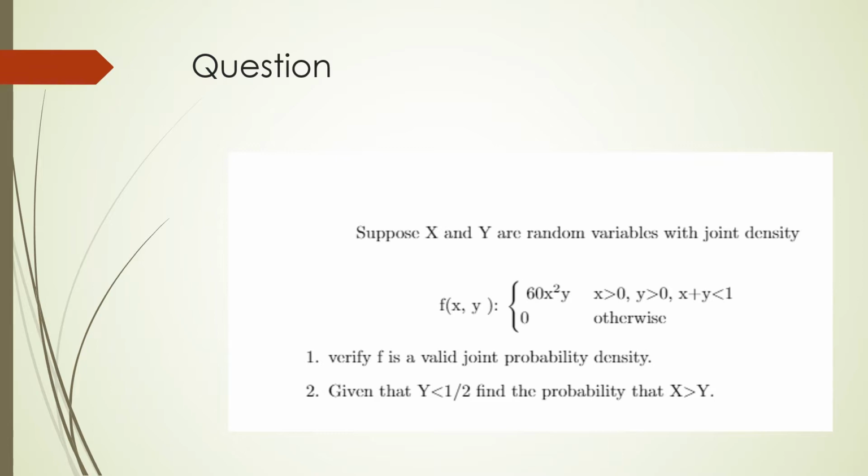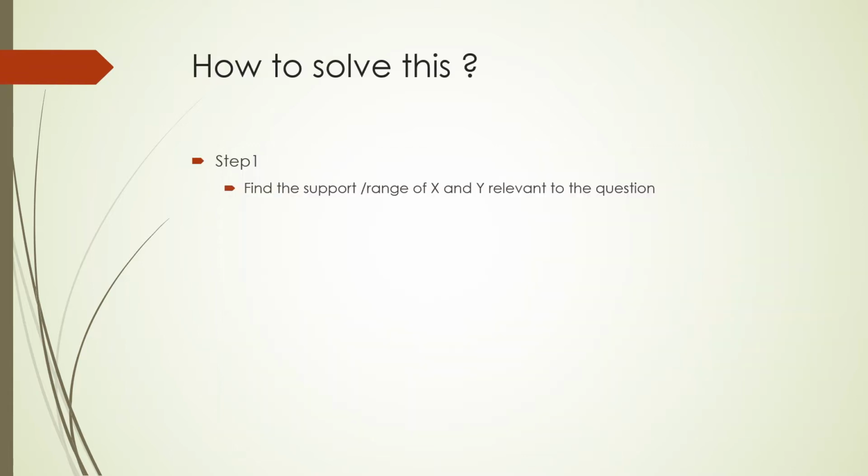In order to do the first part of the question, you should know that in order to verify this f is a valid joint probability density, what you need to do is integrate this joint density within the support of x and y, and then show that the integration is equal to 1. So the first part of doing that is you need to first find the support or the range of x and y relevant to the question.